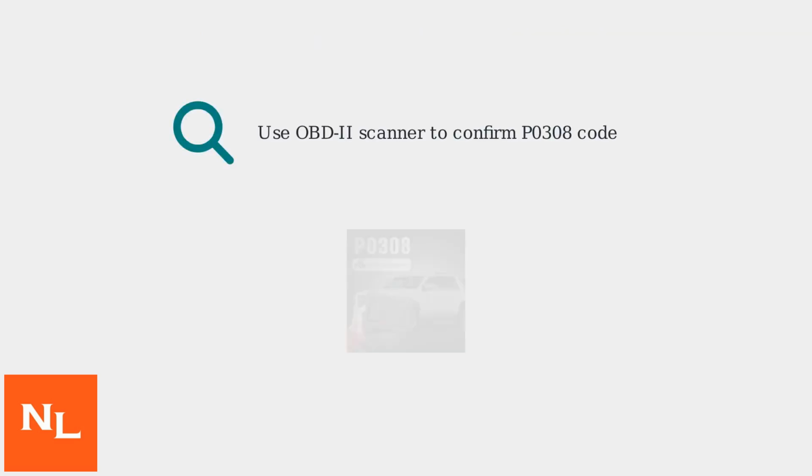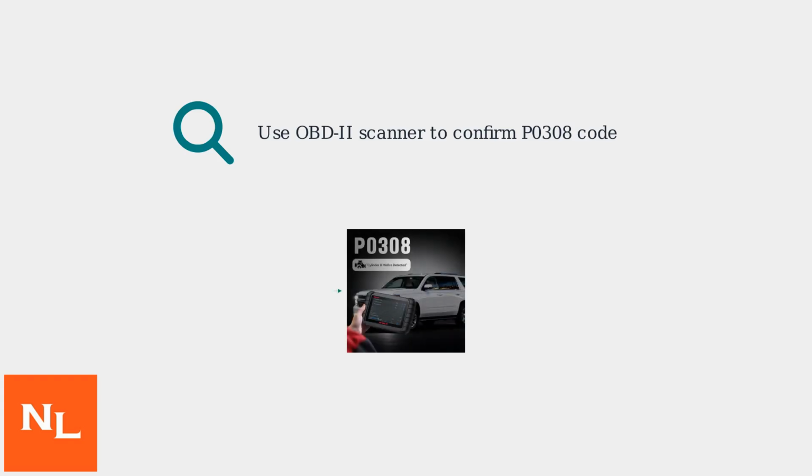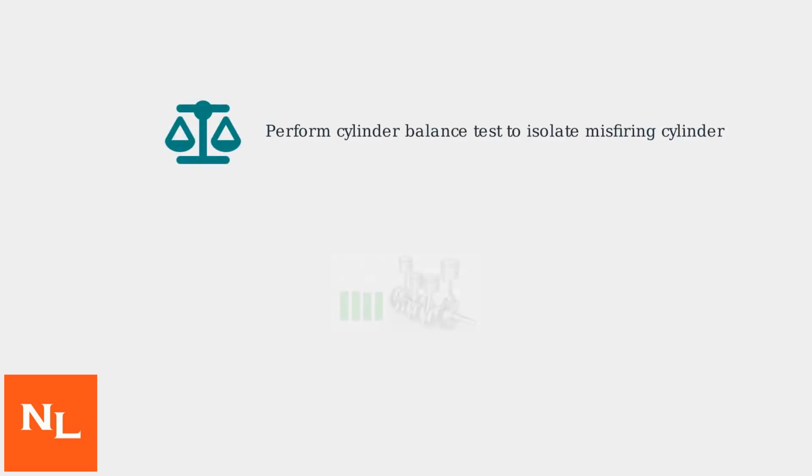Begin diagnosing the P0308 code by using an OBD2 scanner to confirm the diagnostic trouble code. Connect the scanner to your vehicle's OBD2 port and read the codes to verify P0308 is present. Next, perform a cylinder balance test using your scanner or diagnostic tool. This test compares the power output of each cylinder to identify which one is misfiring, typically showing lower contribution from cylinder 8.